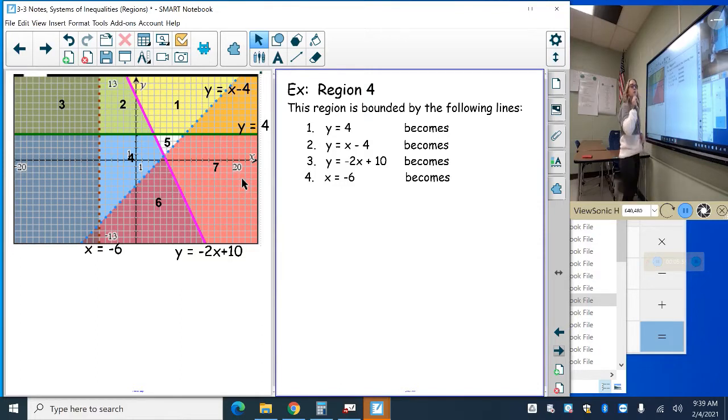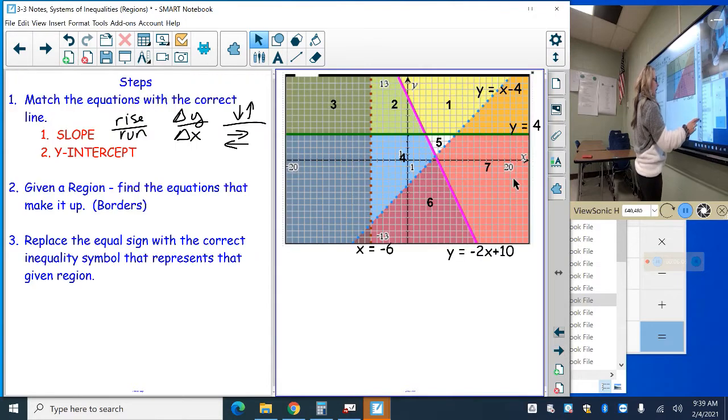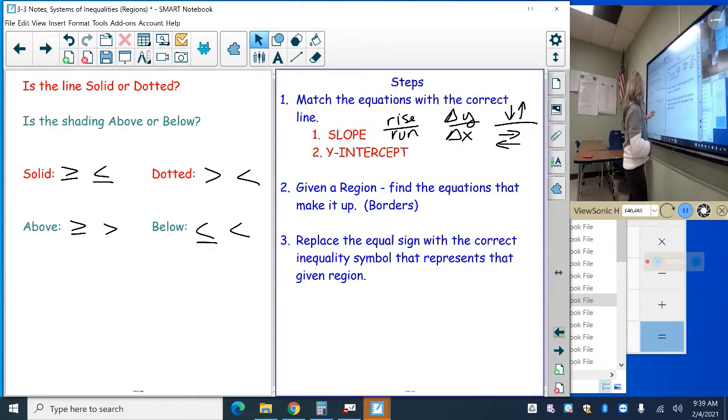And then I have to replace the equal sign with a symbol. Here's where you use your cheat notes that we wrote back in the beginning. How do I know which symbol to use? Well, if the border is a solid line, I'm going to use less than or equal to or greater than or equal to. If it's shaded above, I'm going to use greater than or greater than or equal to. I have to narrow it down. So let's look at what I'm talking about.